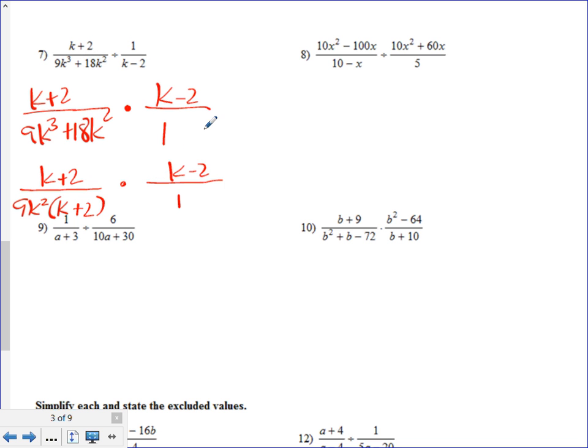Now let's look for restrictions. K cannot equal what? Negative 2, yes. What about this other thing here? 0. What about 1? Ignore it. Only do the denominator. Good.